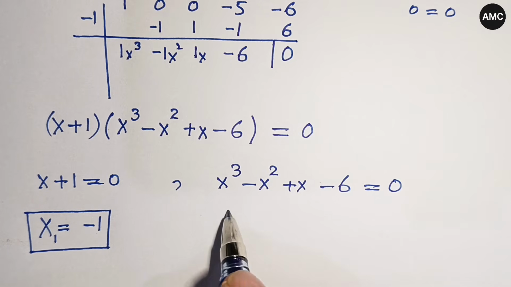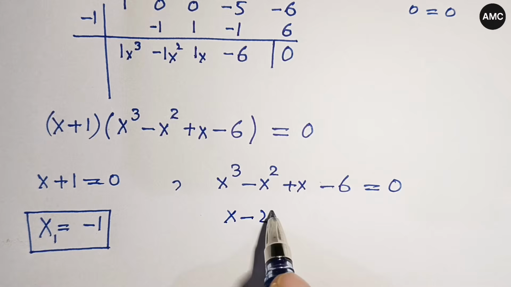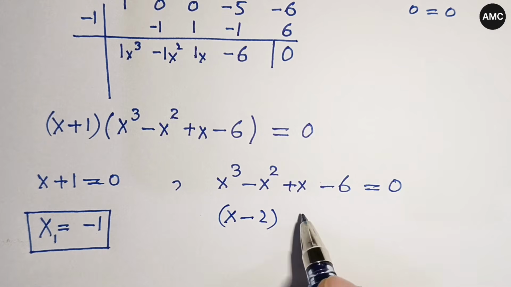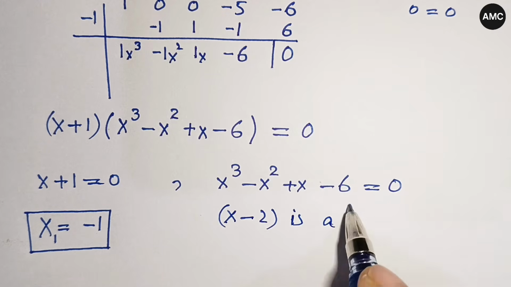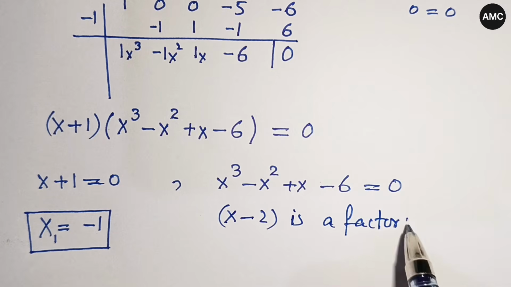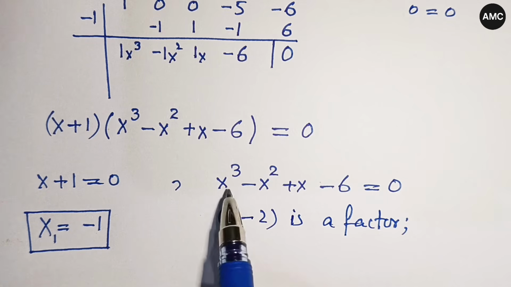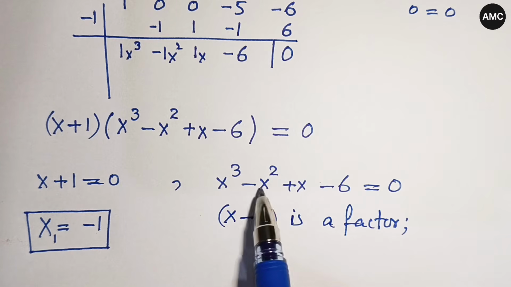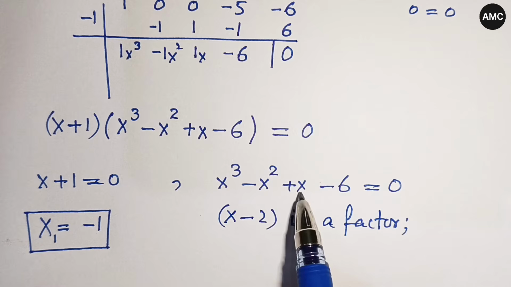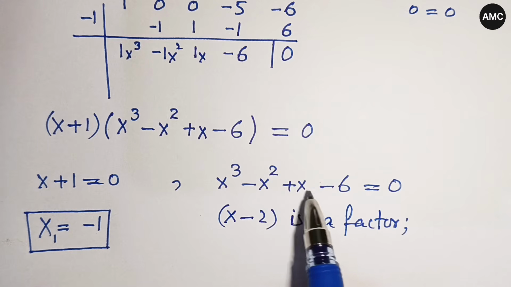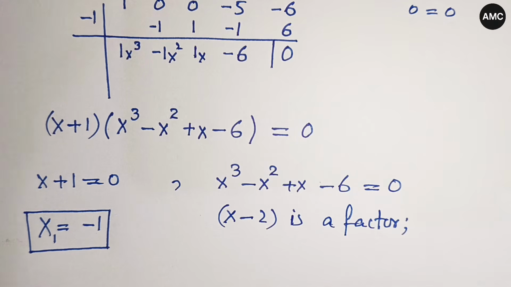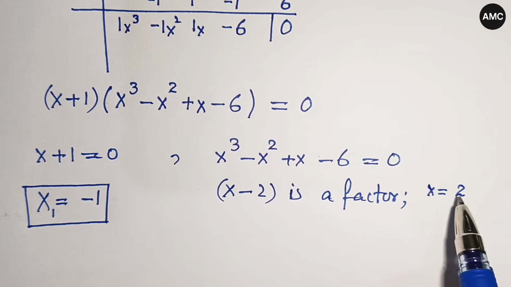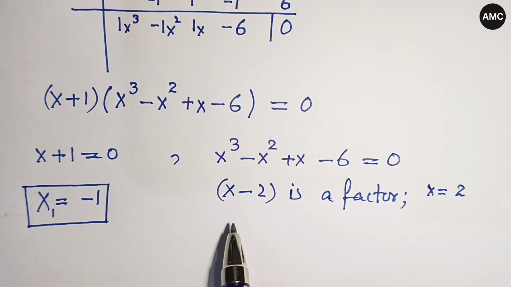So x minus 2 is actually a factor here, because if we put the value of x as 2 here, then 2 cubed is 8. Here we get 2 squared is minus 4. 8 minus 4 we get 4, and here plus 2 we get 6, and minus 6 is equal to 0. So x is actually equal to 2, then our factor is x minus 2.